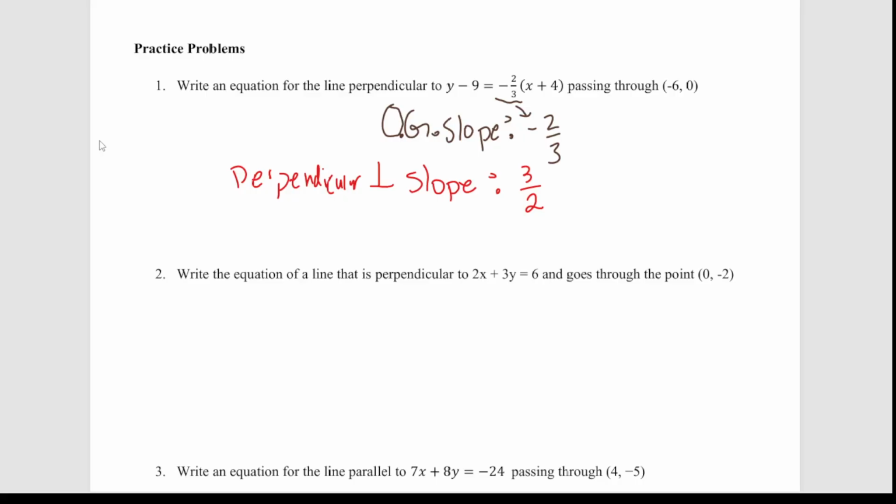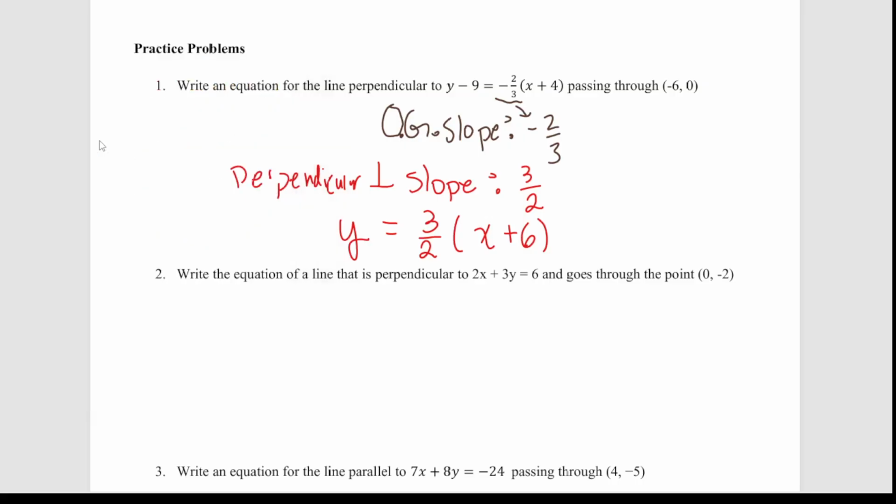And then you can go ahead and plug this point into point slope form. So you would have y minus y1. y1 in this case is 0, so I'm actually not even going to write it, equals your slope times x minus x1. Minus a -6 becomes adding a +6.